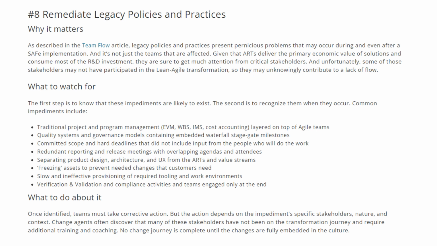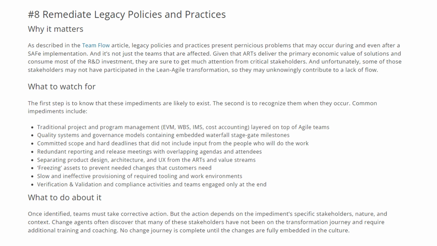The eighth flow accelerator is remediating legacy policies and practices. Why does it matter for ART flow? As described in the team flow article, legacy policies and practices present pernicious problems that may occur during and even after a SAFe implementation. It is not just the teams that are affected. Given that ARTs deliver the primary economic value of solutions and consume most of the R&D investment, they are sure to get much attention from critical stakeholders.